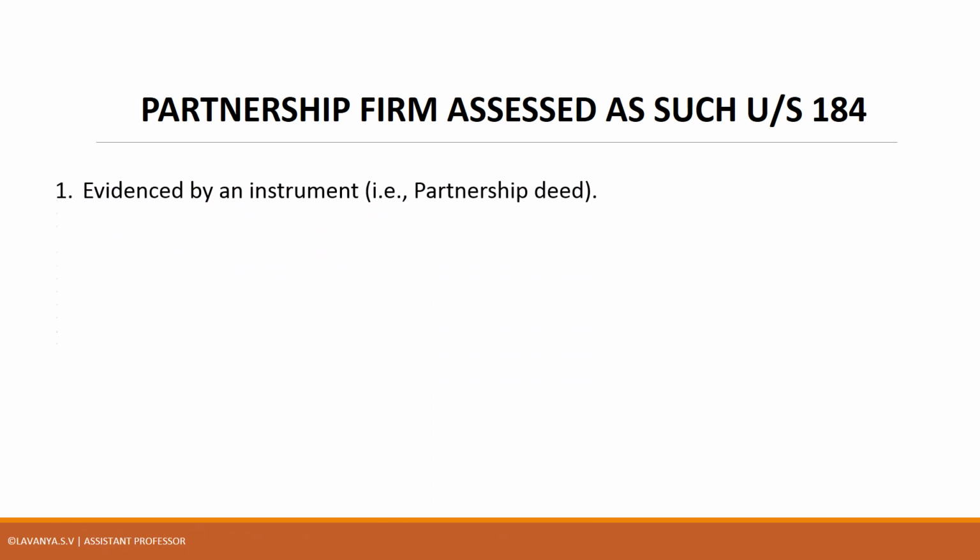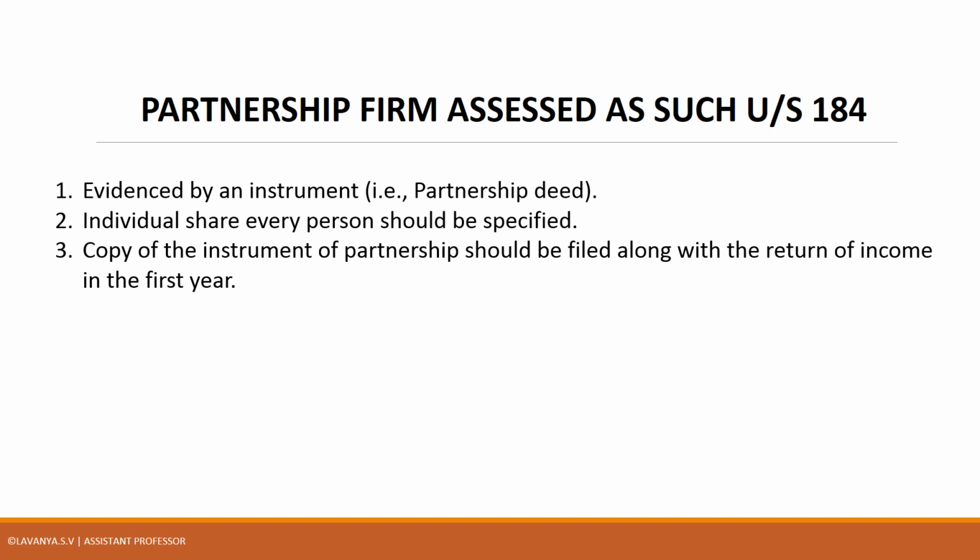First one is the firm must be evidenced by an instrument. That means to say, the partnership firm must be supported by an instrument called partnership deed. The individual share of each and every partner should be specified in that instrument. Third point is a certified copy of the instrument of partnership should be filed along with the returns of income tax in the first year. That means to say, a certified copy of the instrument of partnership deed shall accompany the returns of income of the firm for the previous year relevant to the assessment year.